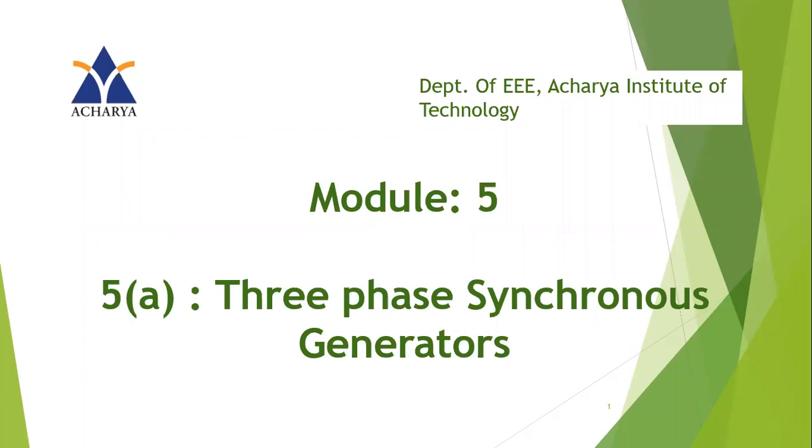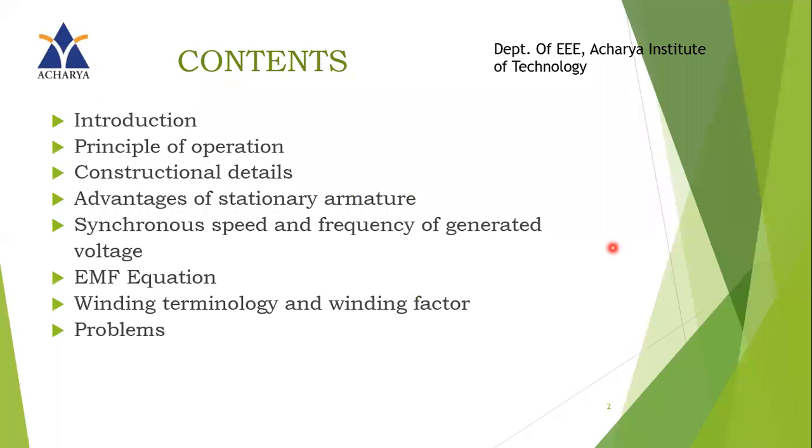So let us begin with module 5, three-phase synchronous generators. The contents are: introduction, principle of operation, constructional details, advantages of stationary armature, synchronous speed and frequency of generated voltage, EMF equation, winding terminology and winding factor, and the numerical problems.